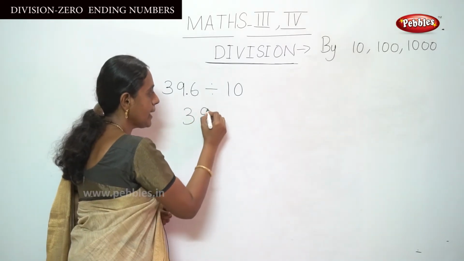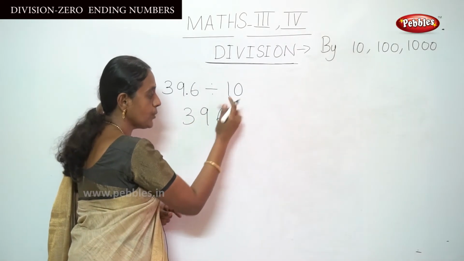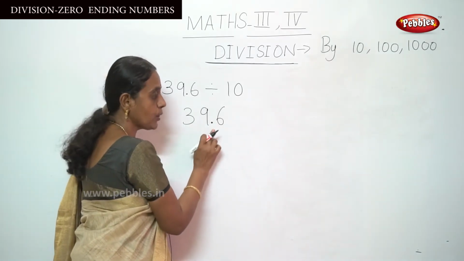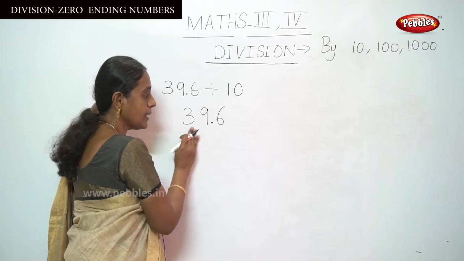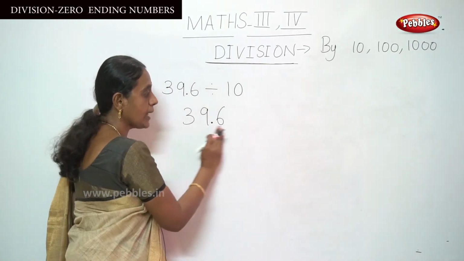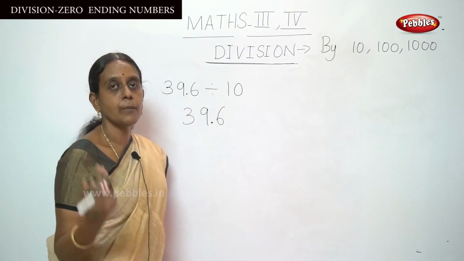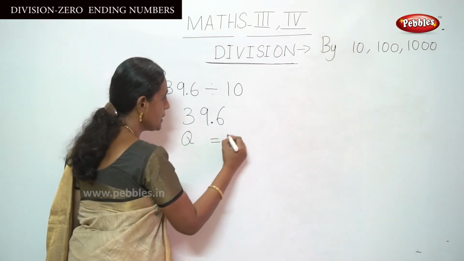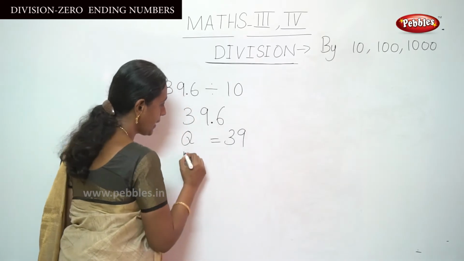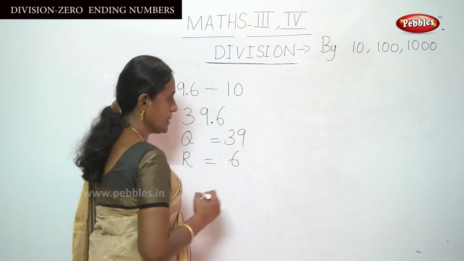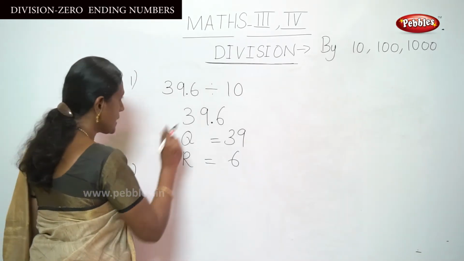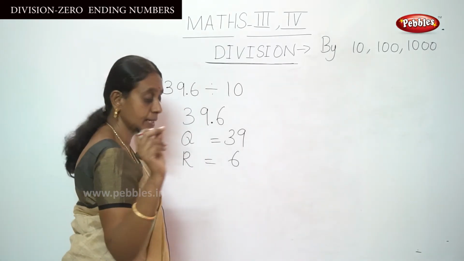That is 396. Count the zero and put the point here. That is 39.6. Here 39 is the quotient and the 6 will be the remainder. So write down this answer: quotient is equal to 39 and remainder is equal to 6. This is a method, and here is one more example for division by 10.